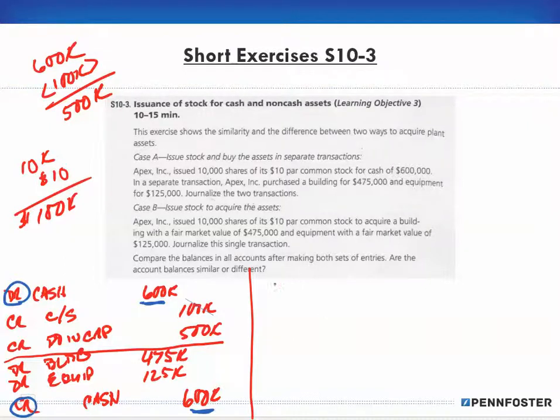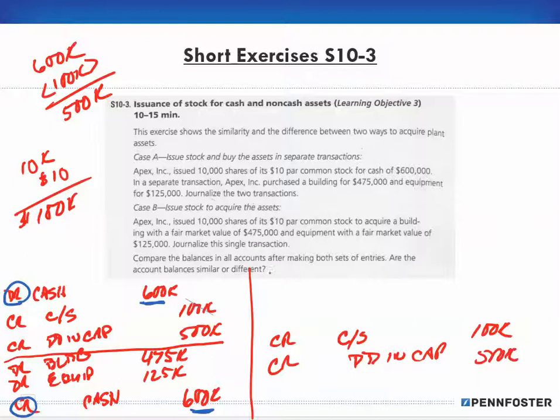if we look at this, okay, where if we issue the shares, we still have the credit to the common stock for the 100,000. We still have the credit to the paid in capital for the 500,000. Okay, we're buying the building.